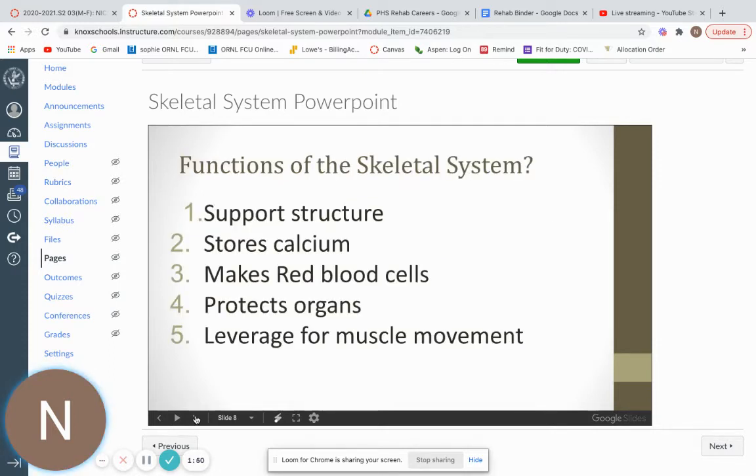As far as functions of the skeletal system, this is probably review. Support and structure, stores calcium, makes red blood cells. Red blood cells carry hemoglobin, which carries oxygen. Protects organs, and then also it's a leverage for muscle movement.